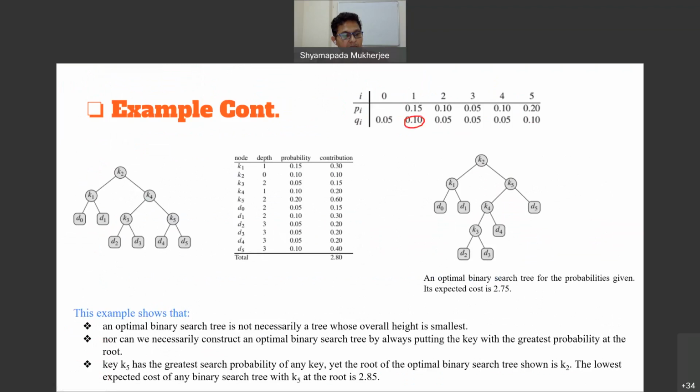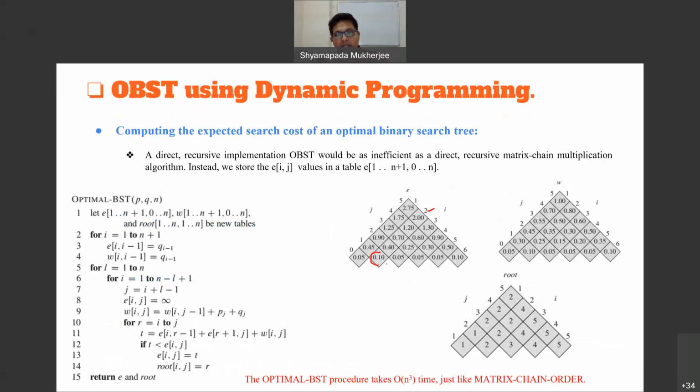3 to 2, the length will be 2 to 1, 3 to 2, 4 to 3, 5 to 4. This will give you the dummy keys probability. Okay, and when we want to calculate, suppose 1 to 1, what we'll do, we'll take these two values plus the value of this one, 1 to 1. So you can see this is 0.05 and 0.10 plus 0.30, that is 0.5.